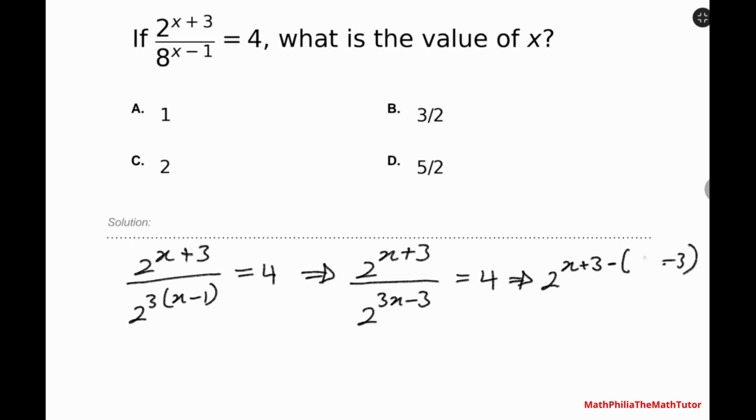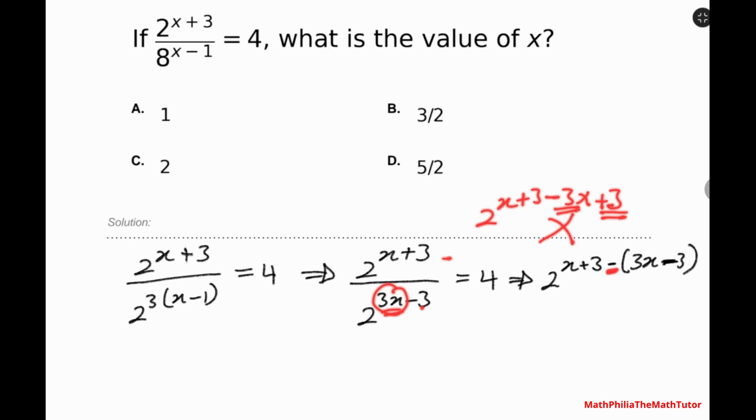Sorry, let me take that back. 3x minus 3, okay. This is the mistake most of the students make. They will go ahead and say 2 raised to the power of x plus 3 minus 3x minus 3, okay? And this is wrong because you only distribute a minus sign to this, not to this. Both of them should have the minus. That is, the minus should affect both 3x and then 3.